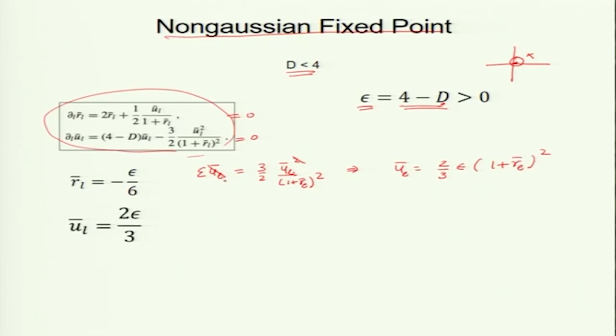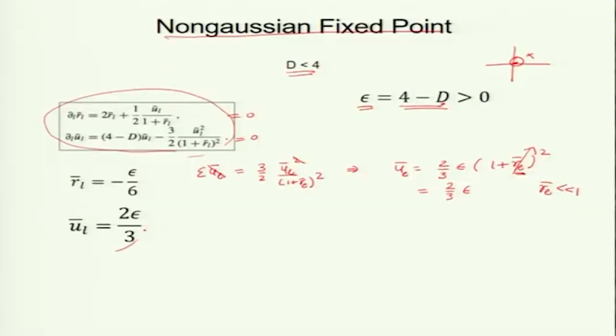Okay. So, I just did it from here. Now I am going to say, well, basically R_L bar is not too large, so not close to 1. So, I will basically drop this term. So, U_L bar is roughly 2/3 epsilon. So, R_L bar is much less than 1, that is the assumption we make to solve it. That is what Wilson did, I am not doing it. I recommend that you can do it more carefully and numerically. Okay. So, this is this one solution.